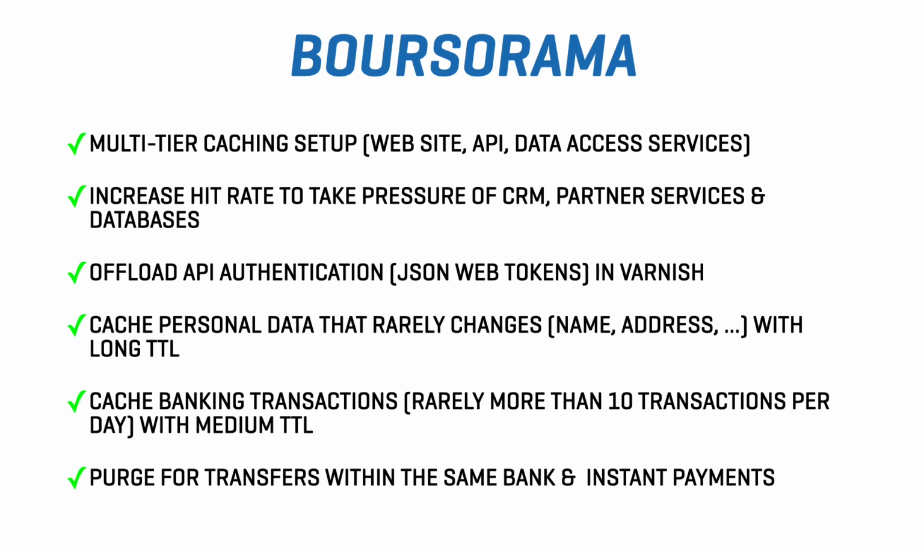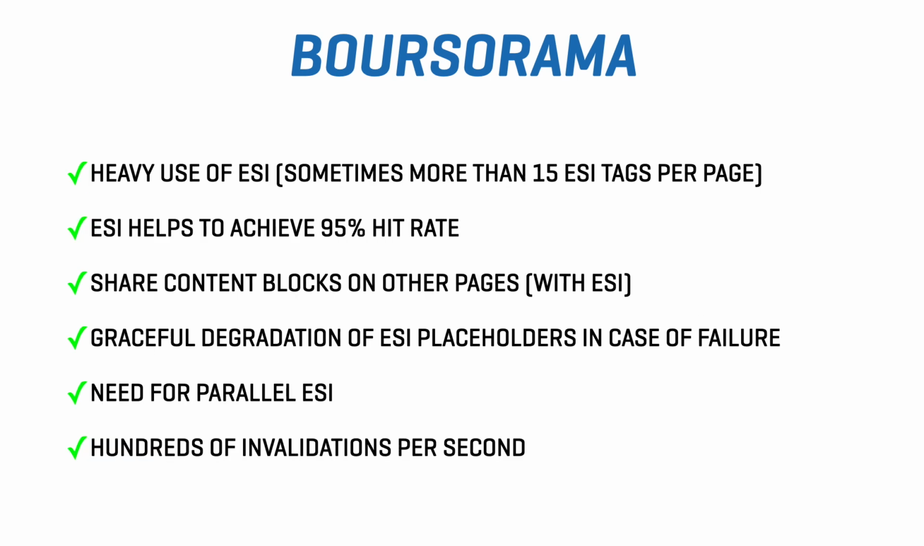And while wire transfers outside of the bank can tolerate a certain level of delay, for wire transfers within the same bank or instant payments that is not acceptable, so they rely on purging quite heavily. Boursorama is a heavy user of ESI. Some pages have even more than 15 ESI tags. ESI helps them to achieve a 95% hit rate.